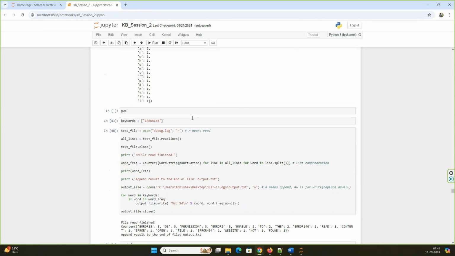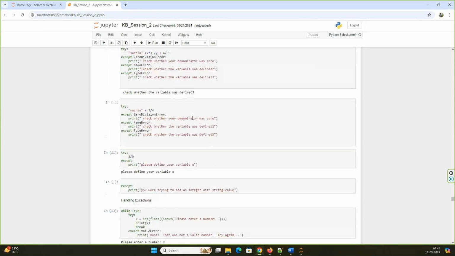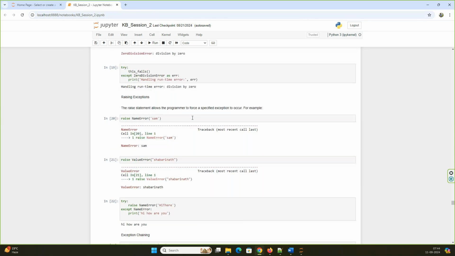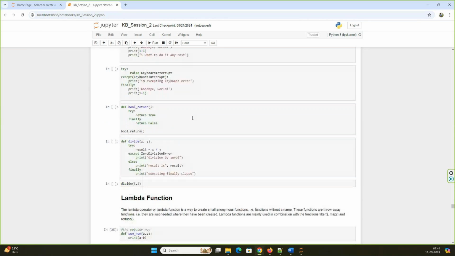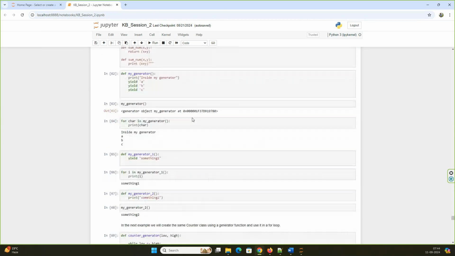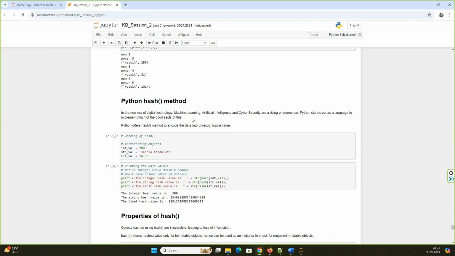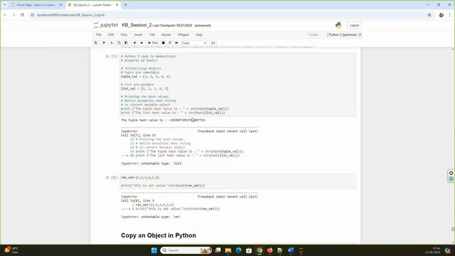Okay, then if you want to even learn errors, exceptions, and then generator, iterator, decorator. Okay, how to write lambda function, filter, reduce, map, iterators, and there is monkey patching, nested functions, hash method. All the concepts of Python will be taught to you, and this notebook also will be shared with you: how to use it, how to write it, everything. Every line of code will be taught, and you will learn everything.